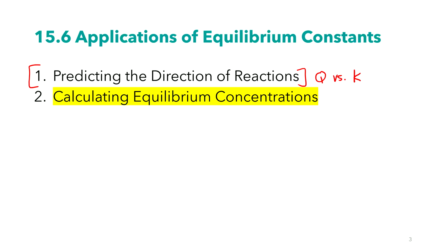Then the next thing we can do, if we know the equilibrium constant, is actually calculate how much stuff we should have at equilibrium, which is really useful because as chemists, we want to know how much we're going to make. All right, so we left off here on Thursday.